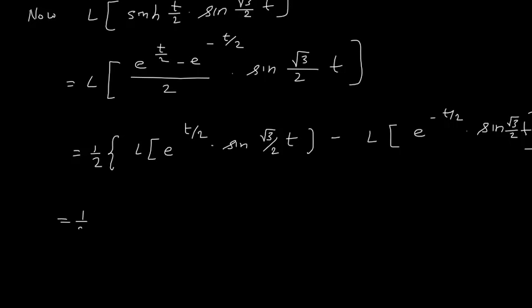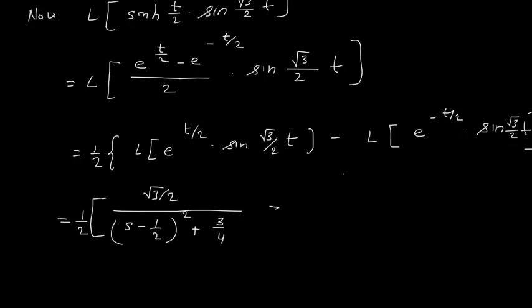So by using the first shifting theorem, I will say that this is root 3 by 2 divided by, now my s will be replaced by s minus half. So this is s minus half the whole square plus a upon s square plus a square. So a square is 3 by 4, minus here it is root 3 divided by 2 upon s plus half the whole square plus 3 divided by 4.